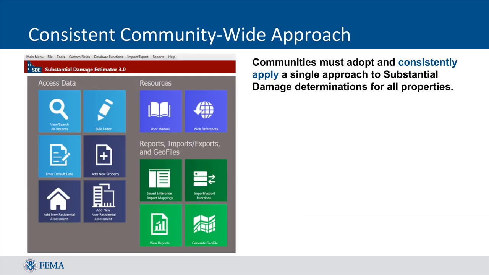In Module 9, we covered the importance of adopting and consistently applying an approach to substantial damage determinations for all properties throughout the community. This means having a single community-wide approach to calculating repair costs and building values. Failure to adopt and consistently apply a single approach can have dire future consequences for communities participating in the NFIP, including community-wide probation or suspension.